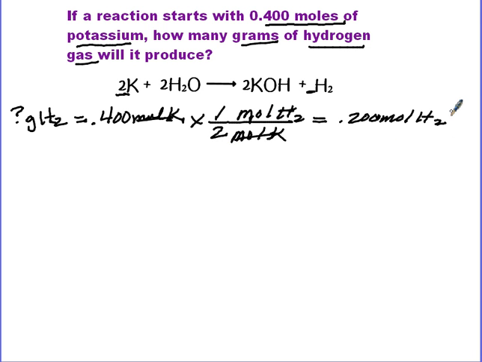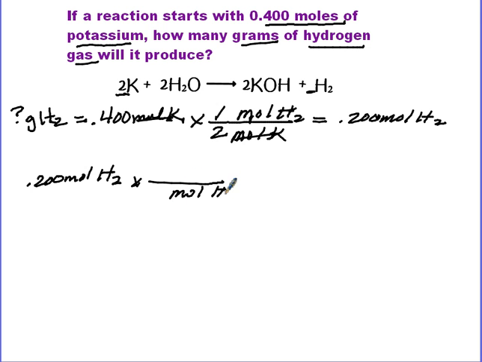Now some of your teachers might make it so that you just continue on with another set of dimensional analysis fractions here. But I'm going to show this in two different parts. Now, once I've found how many moles of hydrogen, I want to know how many grams. This we can do with our mole conversion between moles and grams. So I'm going to take that 0.2 moles of hydrogen, and I'm just going to change that to grams.